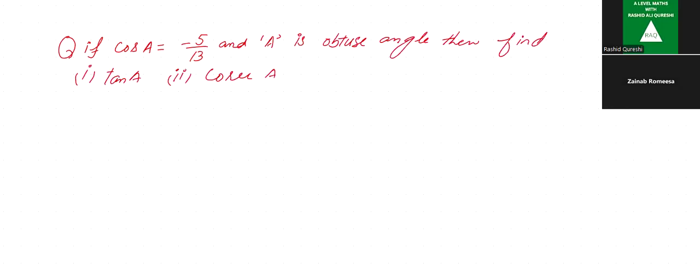But in this case, we have the angle obtuse. When the angle is more than 90 degrees and less than 180 degrees, then the angle is said to be an obtuse angle. In this type of question, we have to draw the quadrant of the triangle, in which quadrant this triangle must lie.